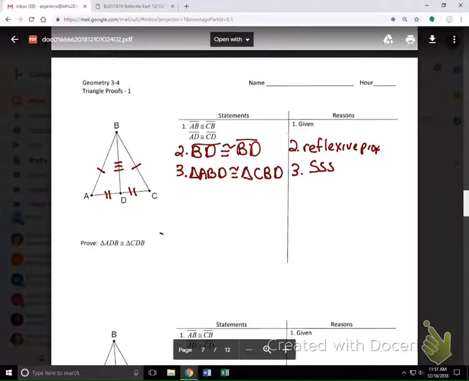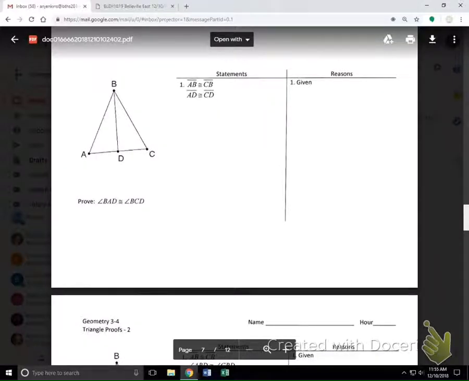Okay, I'm going to clear the slide and scroll down. So for our second one, we see that AB is congruent to CB. And we also see that AD is congruent to DC. Now we are trying to prove that angle BAD is congruent to angle BCD. So now we're trying to prove congruent parts. So that's one step past what we just did.